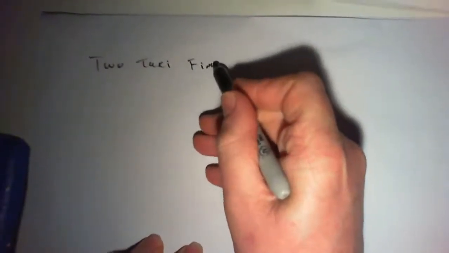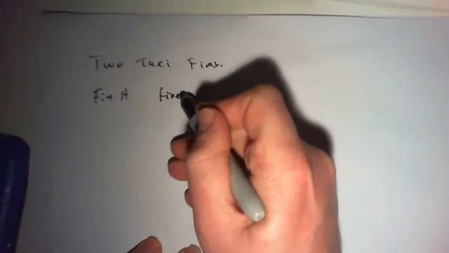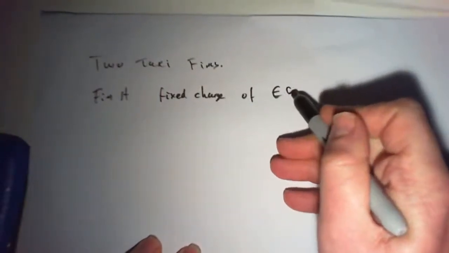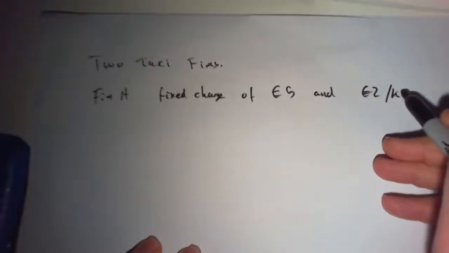Right, let's get that right. So let's do an example. Here's a go. Two taxi firms. Firm A has a fixed charge of £5 and €2 a kilometer.